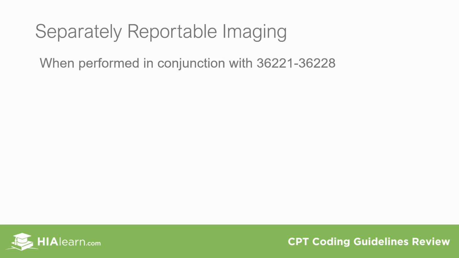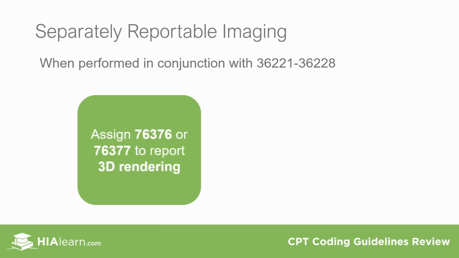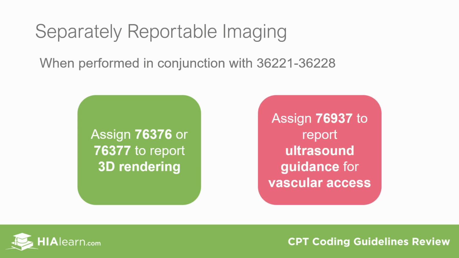Codes for specific types of imaging may be separately reported in conjunction with codes for diagnostic imaging of cervicocerebral arteries 36221 to 36228. Assign codes 76376 or 76377 to report 3D renderings of anatomy, and 76937 when ultrasound guidance is used to obtain vascular access to complete these procedures.